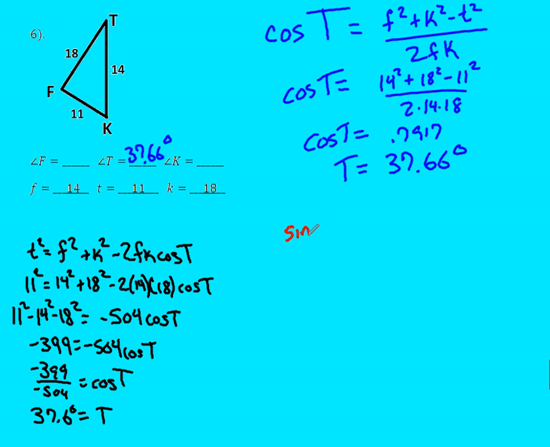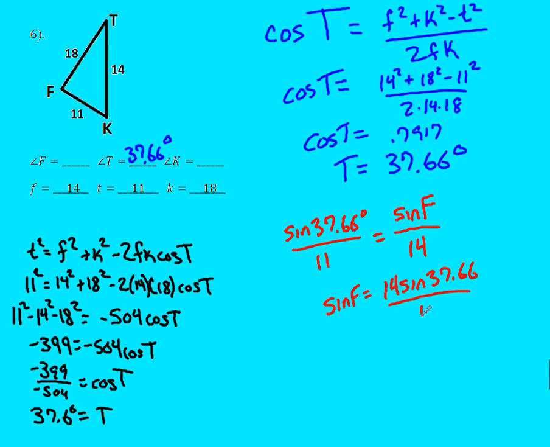So I'm going to say sine of 37.66 over 11 is equal to sine of, I'm going to find f first because f is the smaller of the two than angle k, so sine of f over 14. Cross multiply and divide, and sine of f will equal 14 times sine of 37.66, divided by 11.